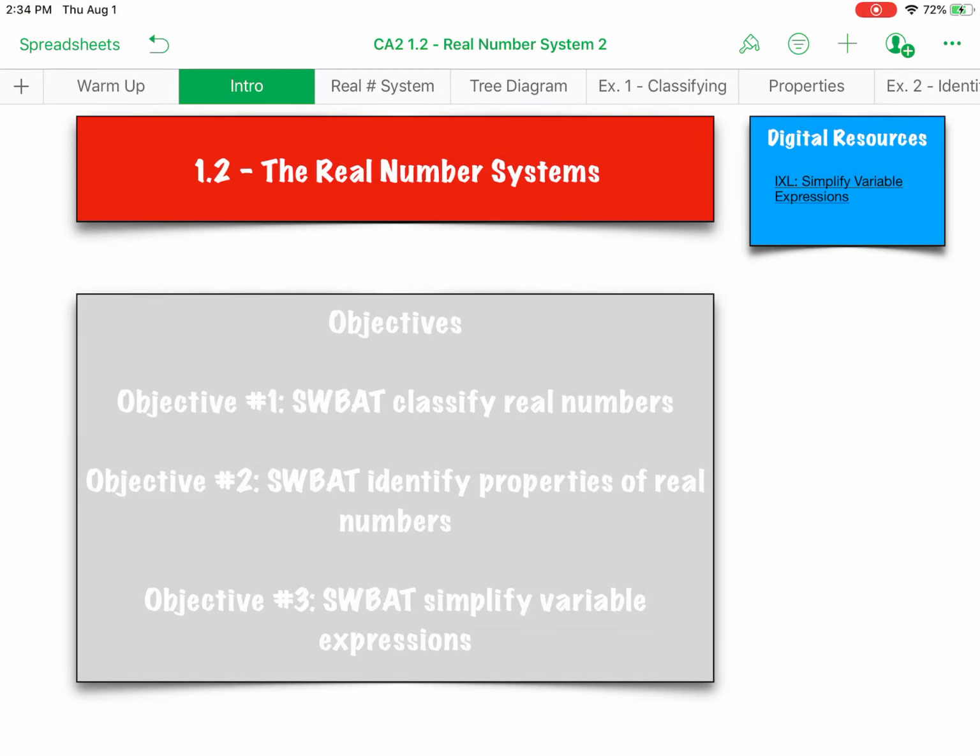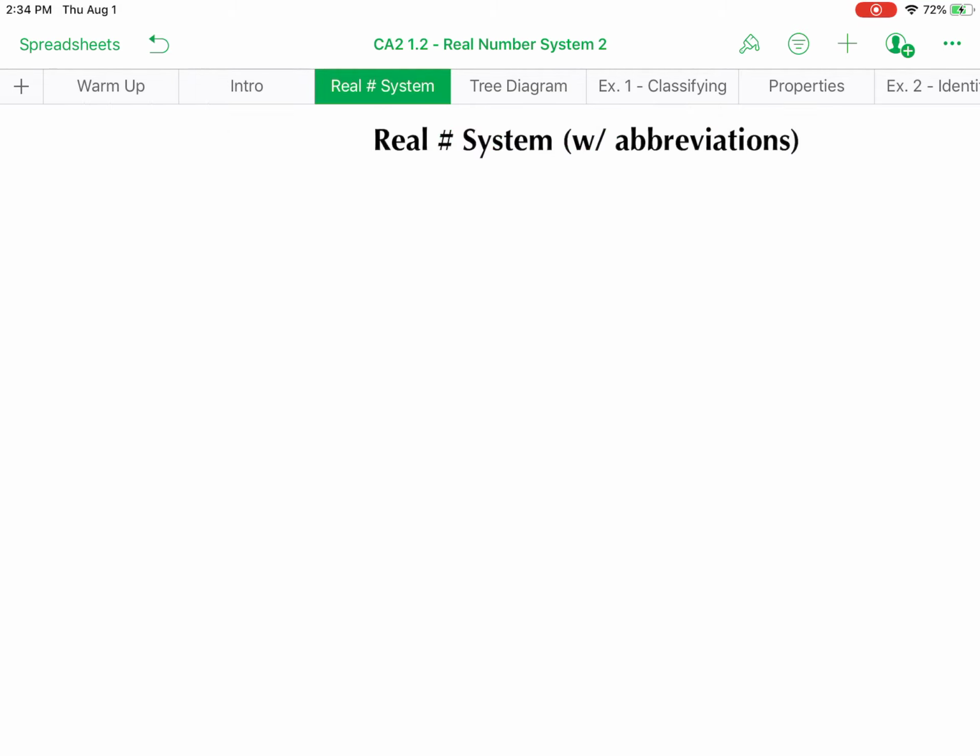In section 2 of chapter 1, we're going to be reviewing the real number system. First thing we'll do is learn how to classify real numbers according to the different subsets of the real number system. From there, we're going to look at some different properties of real numbers and then utilize those properties to simplify variable expressions. Okay. All right, so the real number system.